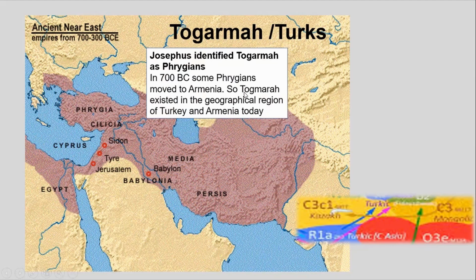So Togarmah existed in the geographical region of Turkey and Armenia today. That's where some of these people are from. But they are also Turks, and they would also have been at the top of Siberia, because we still have Turks in the top of the Russian Empire called the Tatars. Tatars, that's the name of those people. Now you see how they were here in the top of Russia.